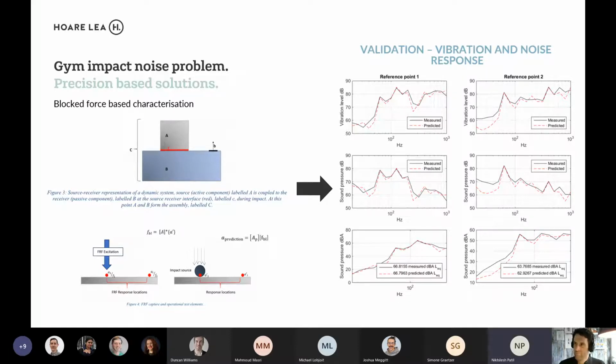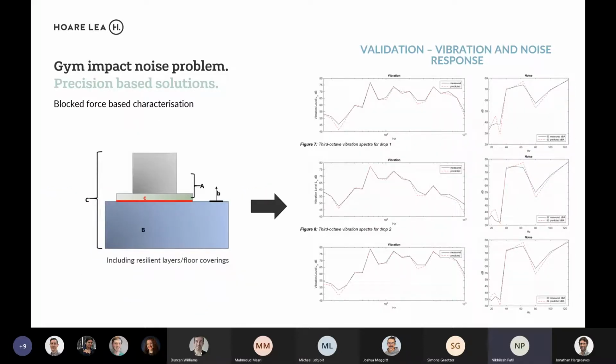Yeah, exactly. Okay, so in the block force characterization, this is a precision method where we wouldn't look at the system as a whole, but would look at it in terms of degrees of freedom. At every degree of freedom, what happens, and we tested it out. And on the right hand side, as you can see, some of the results from our precision based test approach, even when we have some resilient floor layers and coverings. So this is an ongoing thing which we are trying to bottom out to see how we can apply this for the benefit of the whole consultancy.